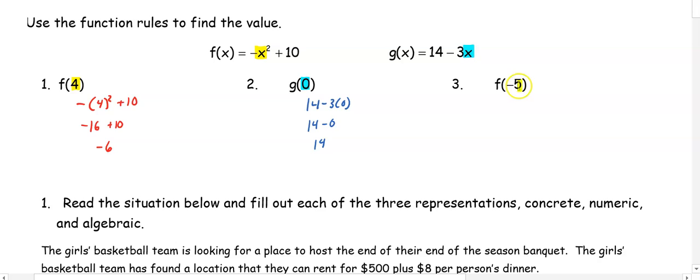In number 3, we have f of negative 5. So when we put negative 5 in, we have negative parenthesis negative 5 squared plus 10. So negative 5 squared is 25, but the negative is still there. So we have negative 25 plus 10, which gets us negative 15.